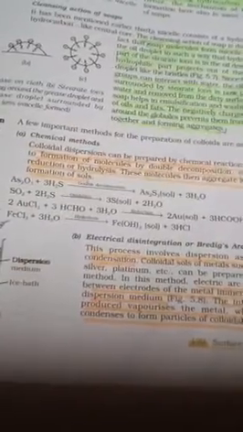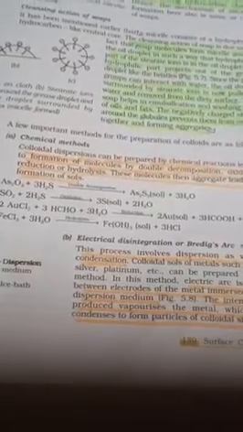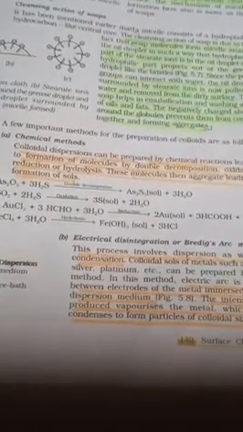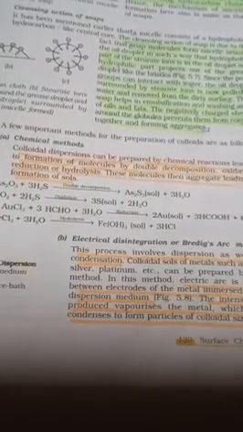Again, if you take ferric chloride and add it in water, then it undergoes hydrolysis, then you will get ferric hydroxide sol along with 3HCl. This is what the preparation is.